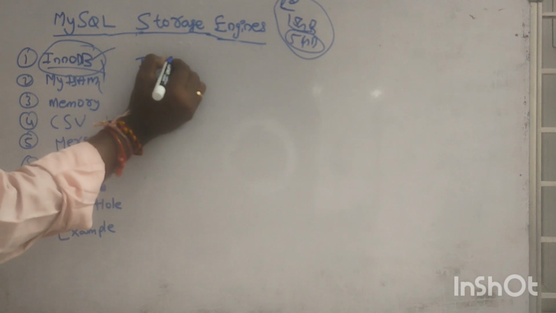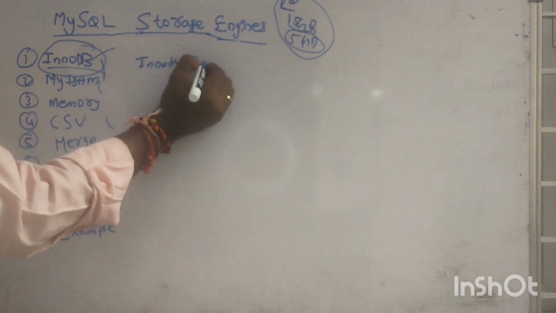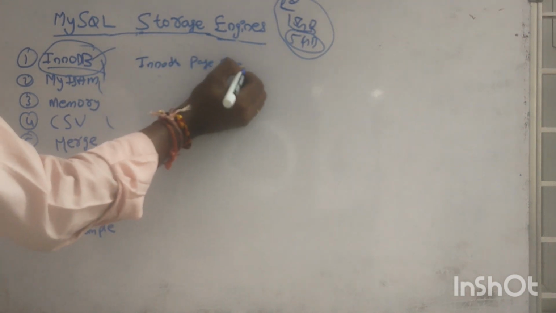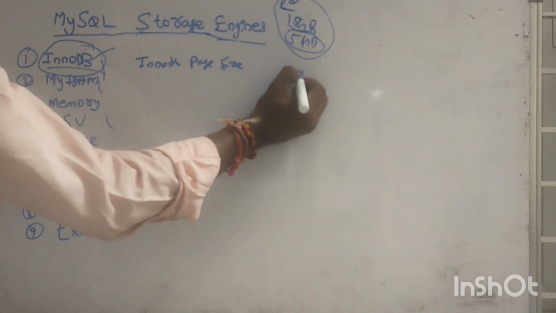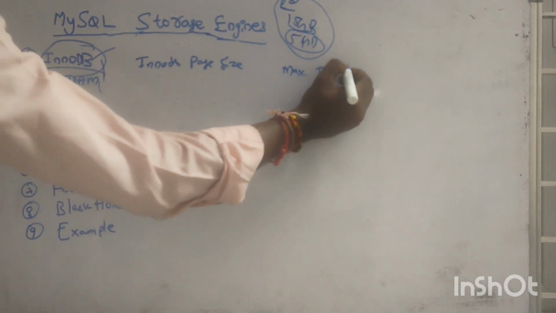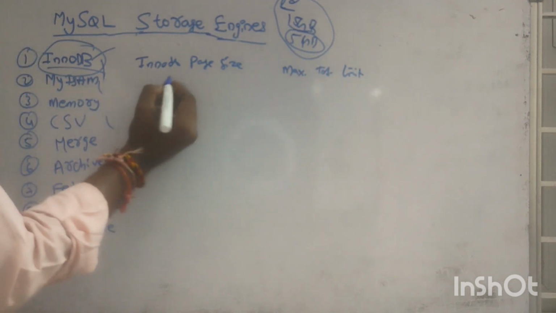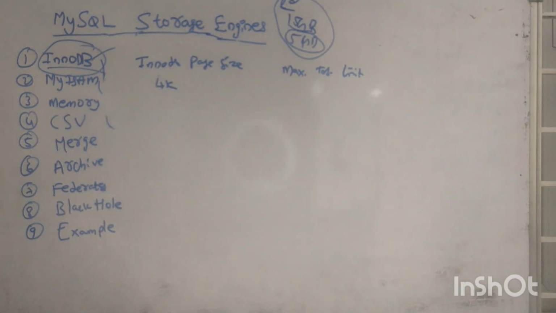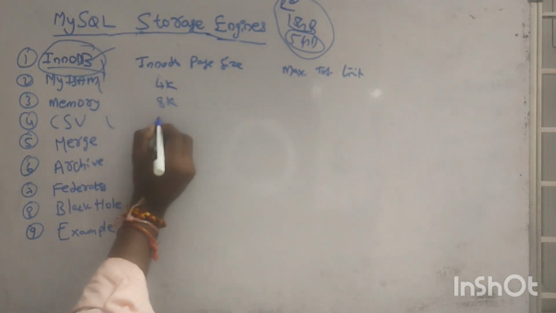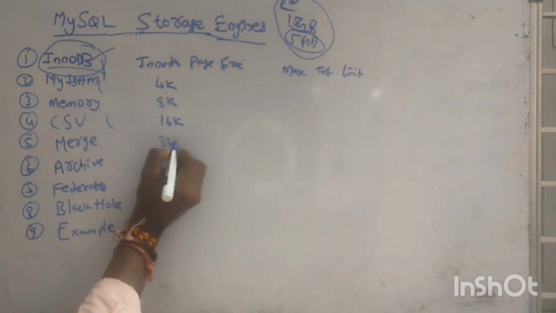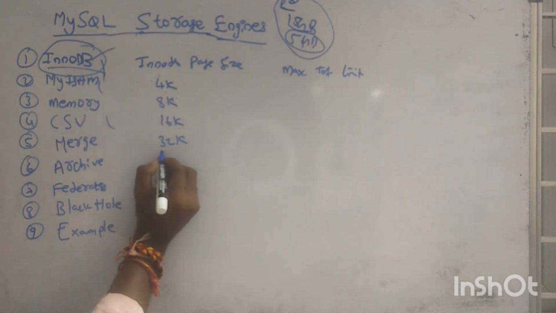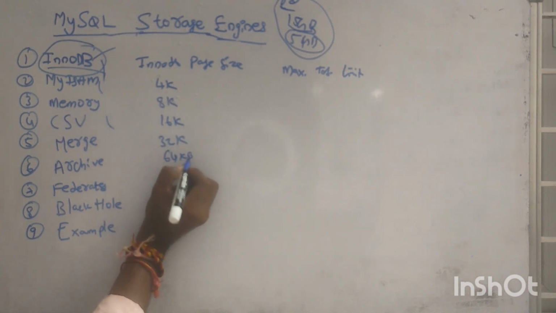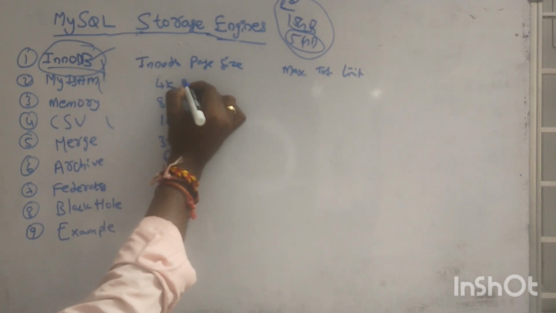InnoDB page size and maximum tablespace limit. So we have page sizes 4K, 8K, 16K, 32K, and then 64 KB. So these are all the page sizes.